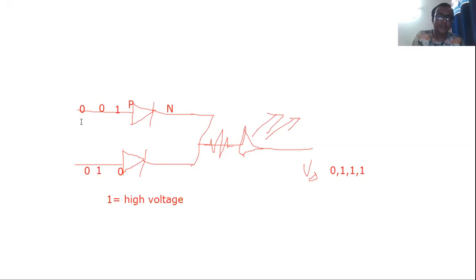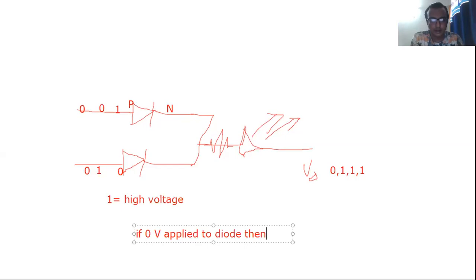It means if we apply 0 input to the diode, then the diode acts as a reverse bias. If 0 volt is applied to the diode, then it is present in reverse bias.